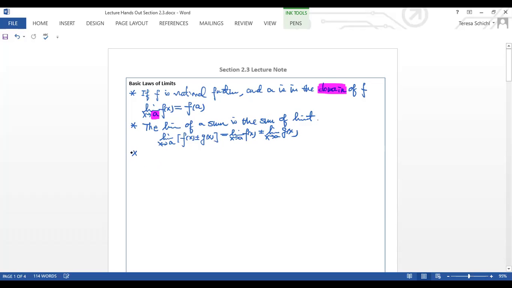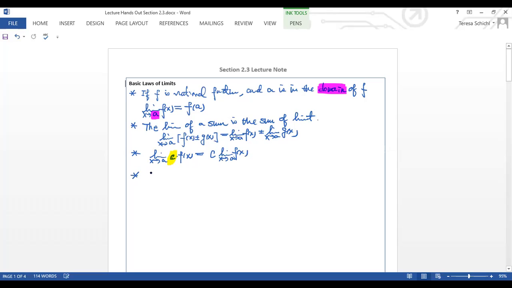Then the next one: if you have the limit as x approaches a of a constant c times f(x), where c is a constant, this tells us I can take the constant to the front. It doesn't matter. You just take the limit of f(x) and then multiply by the constant.